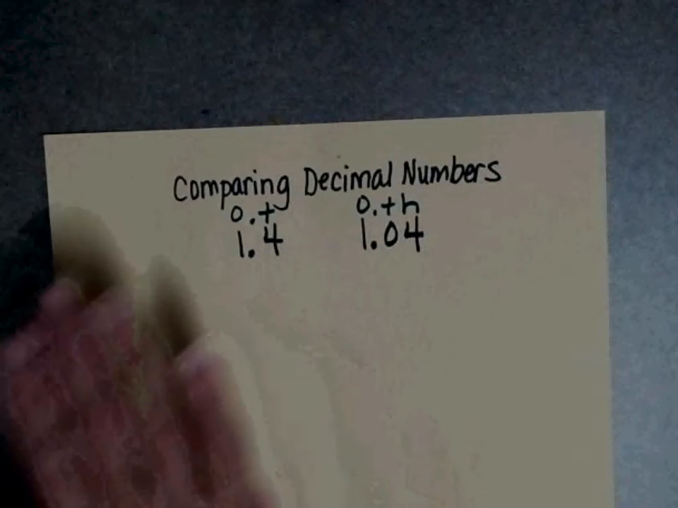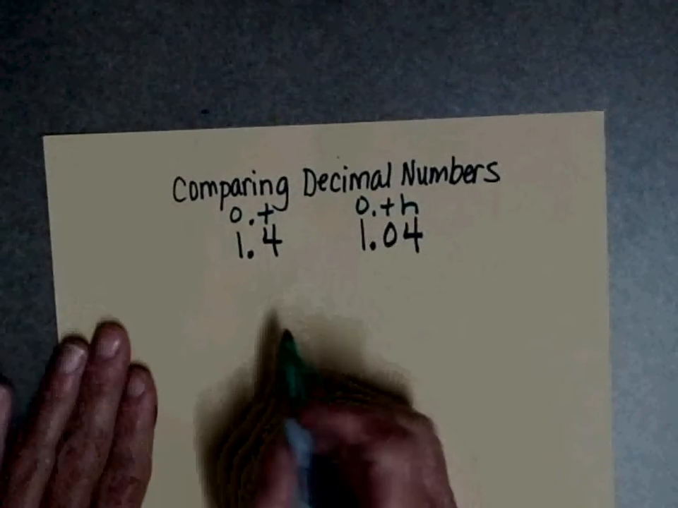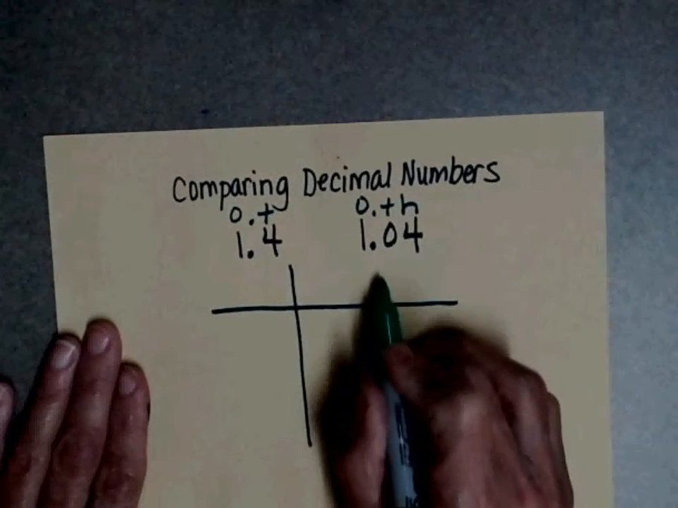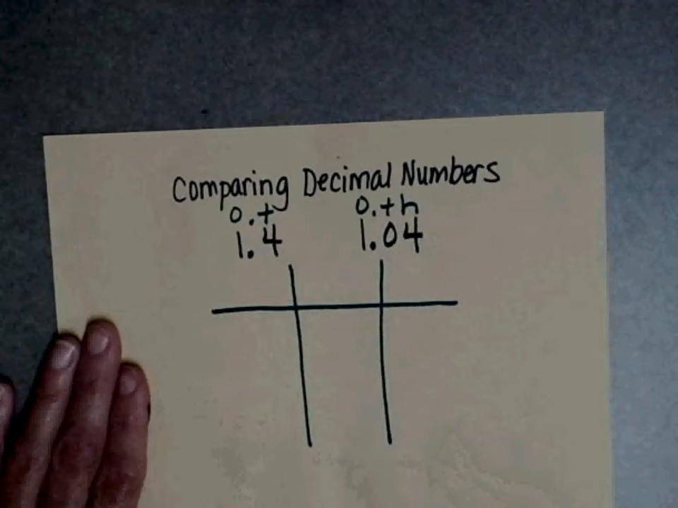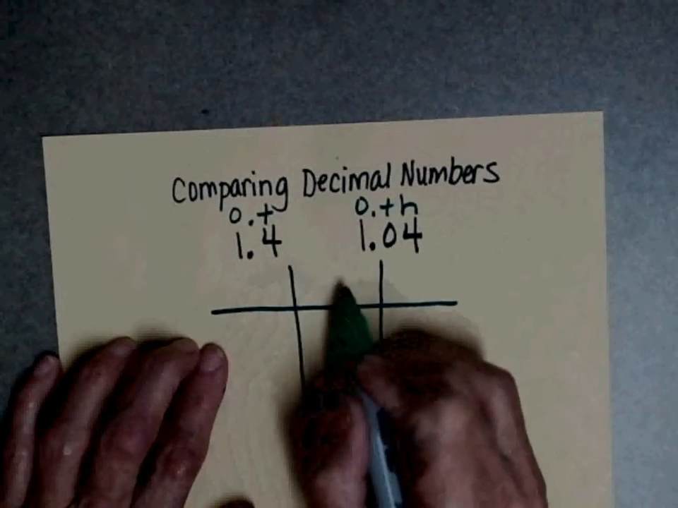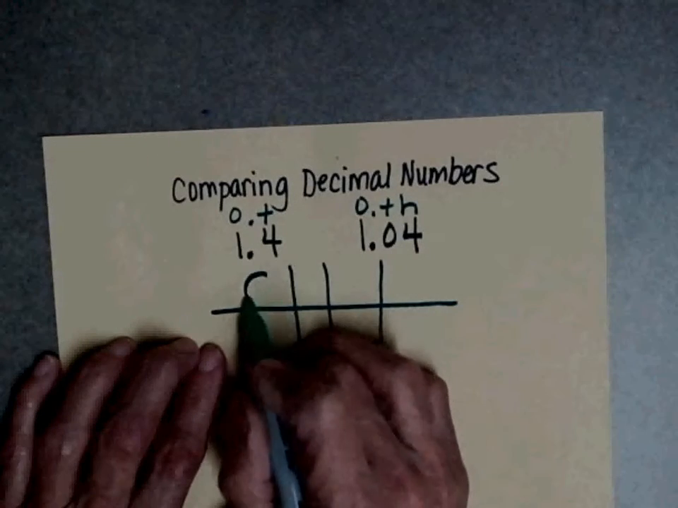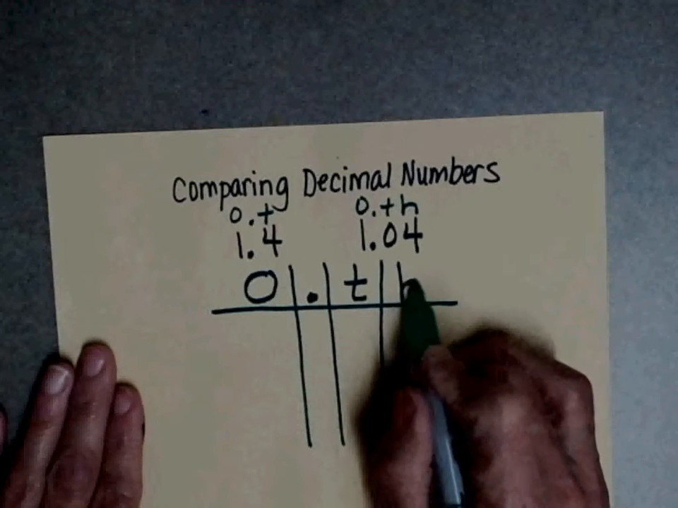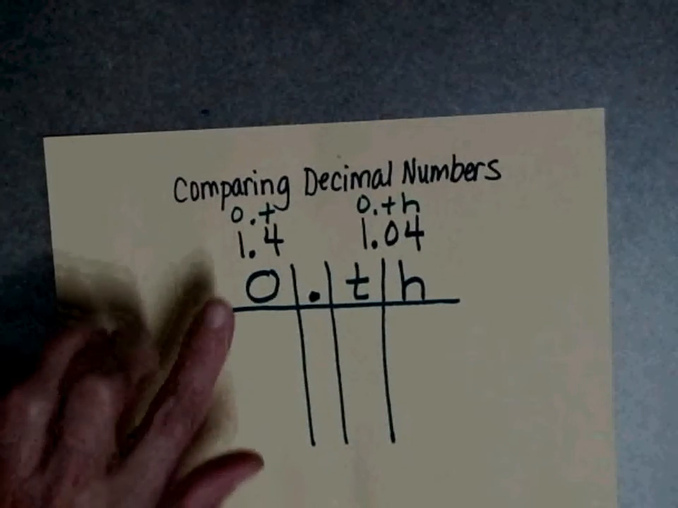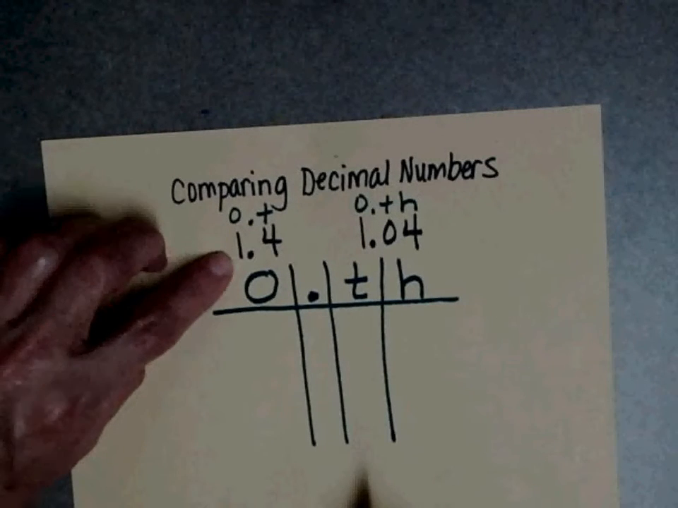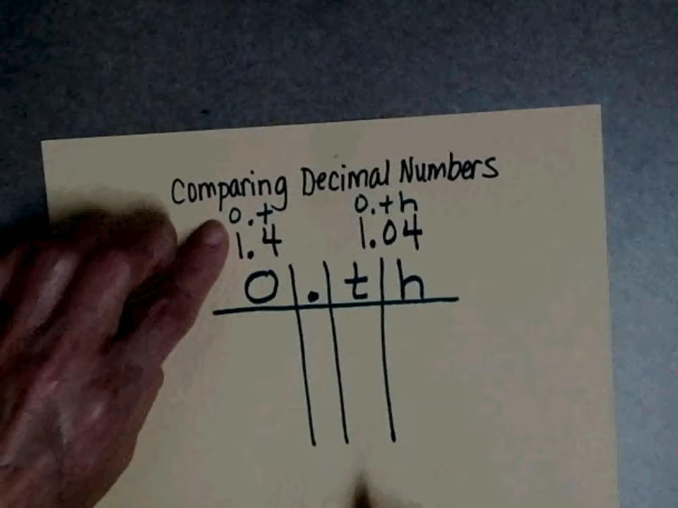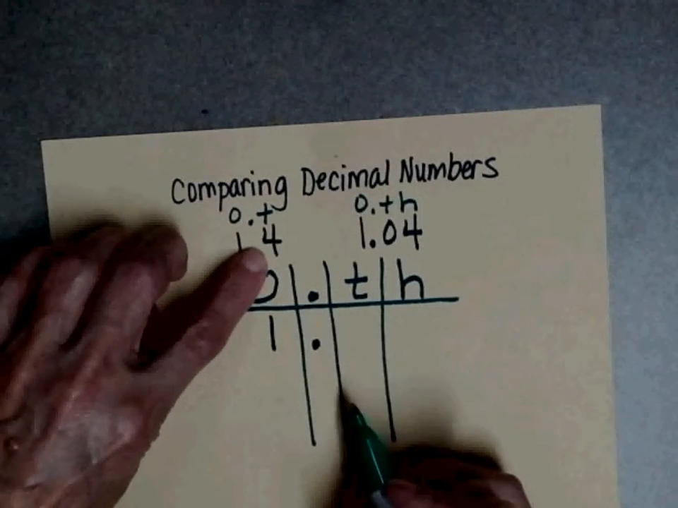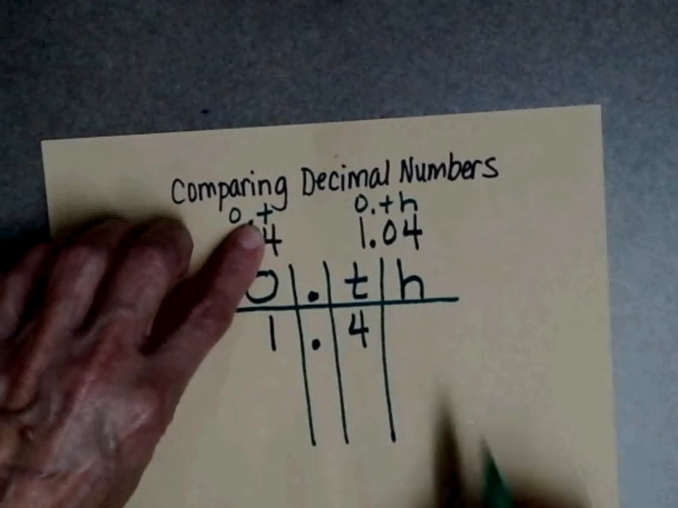Now once I've labeled my numbers, I'm going to create a place value chart. And it kind of just looks like this, nothing fancy. And over here, we will put our ones, our decimal point, lowercase t for the tenths, and a lowercase h for hundredths. So now I'm going to copy this number, and I want to make sure the digit 1 goes in the ones place. Then I need a decimal, and the 4 is in the tenths place.